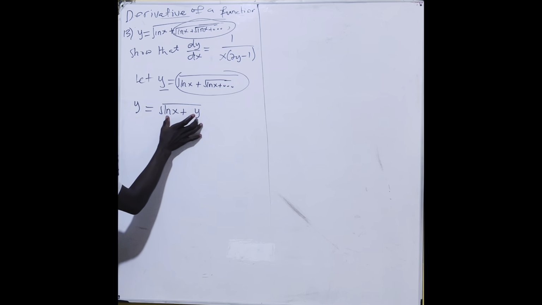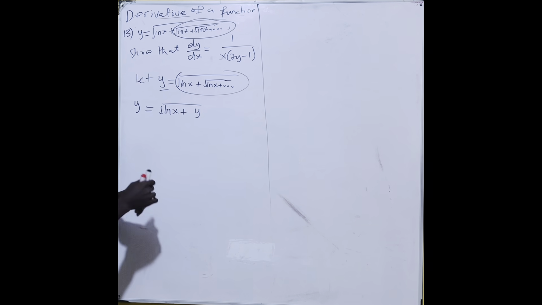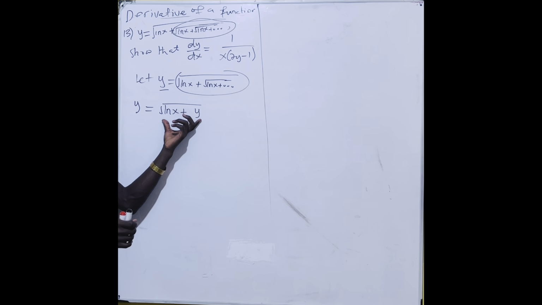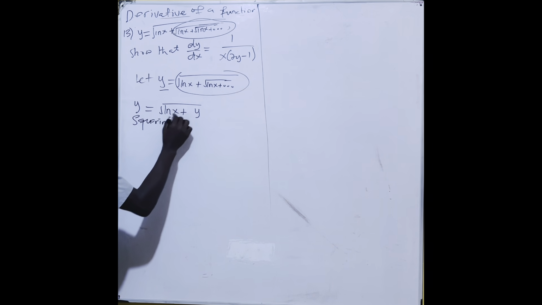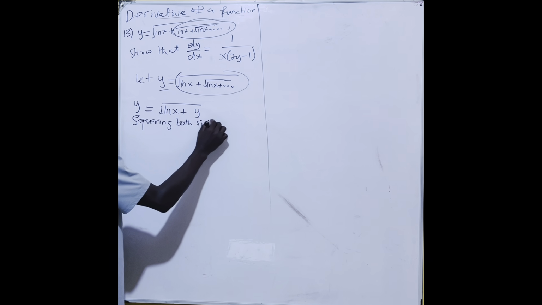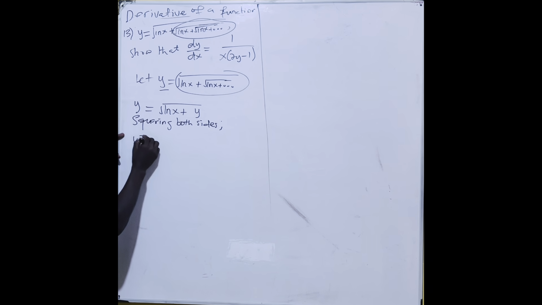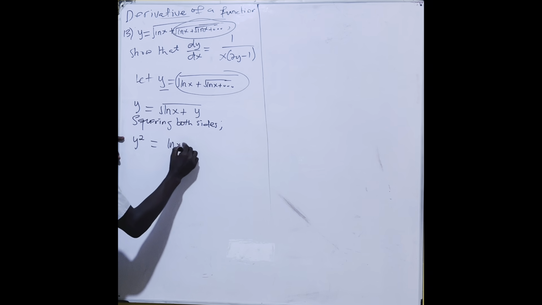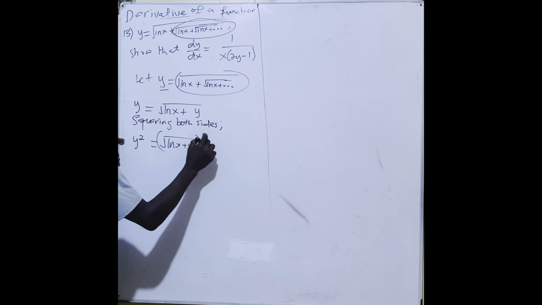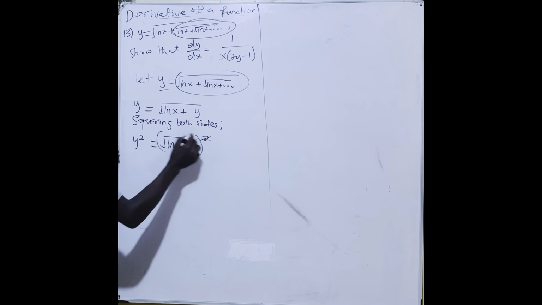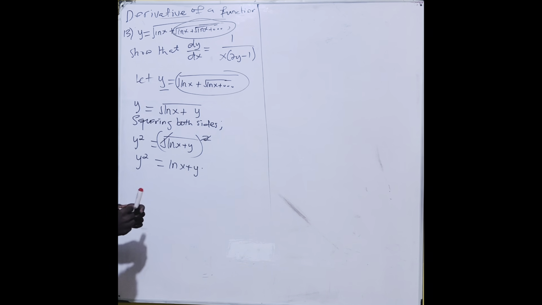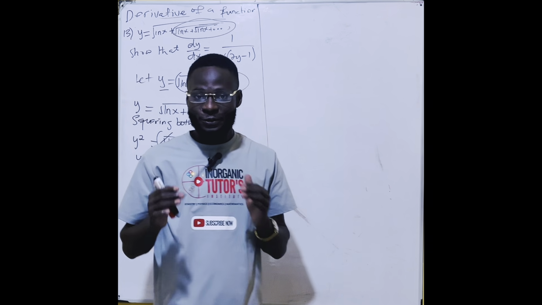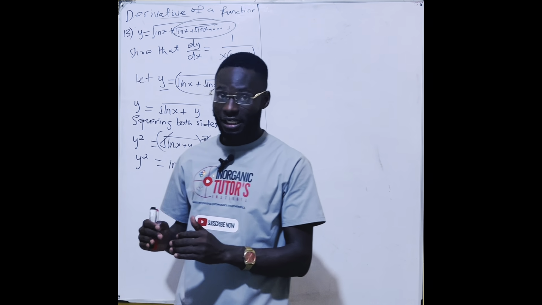Now, before we can differentiate this, we have to square both sides, right? We have to square both sides before we can differentiate. So, squaring both sides, we have y squared is equal to ln x plus y, the square root of that all squared. So this cancels this, and then we have y squared equals ln x plus y. Very easy, right? So now we can go ahead and differentiate both sides.